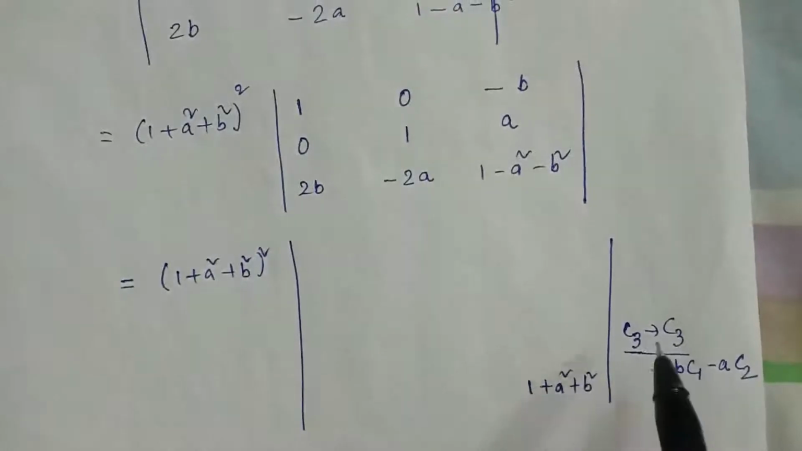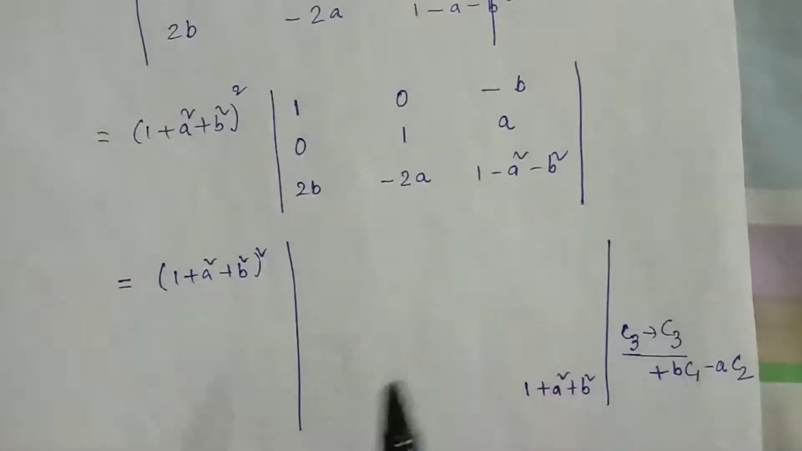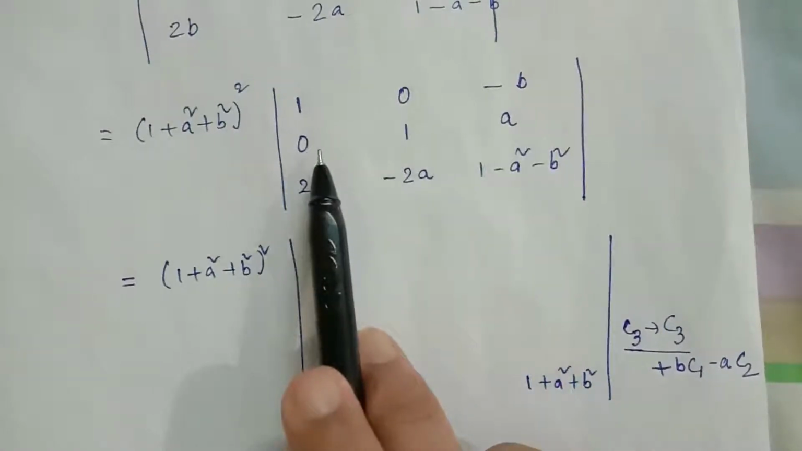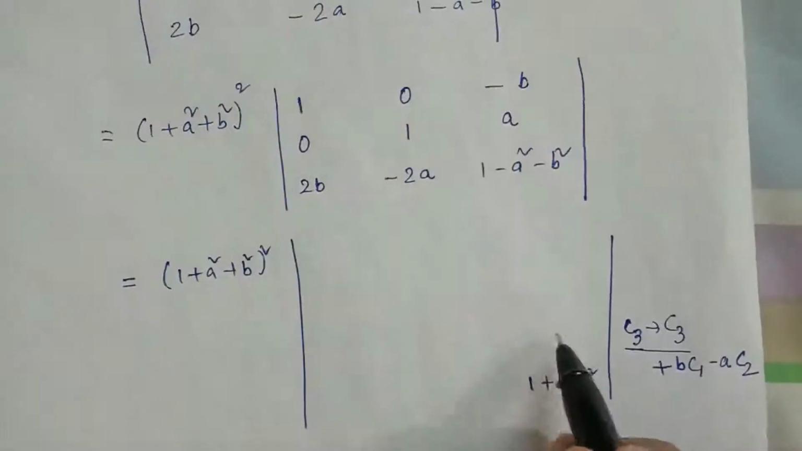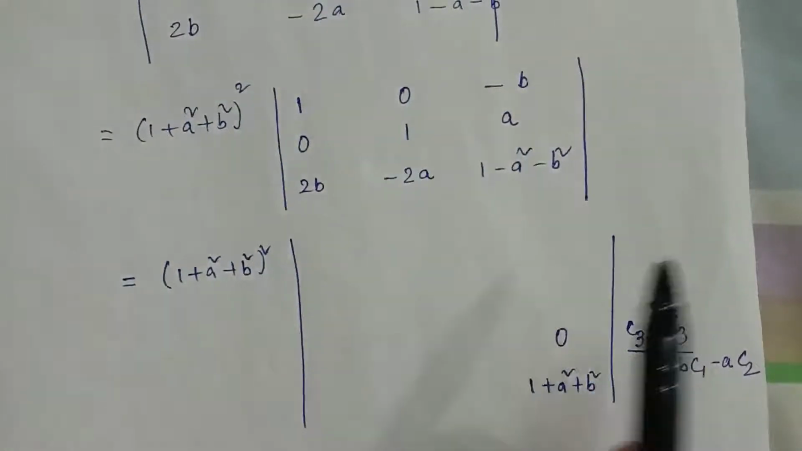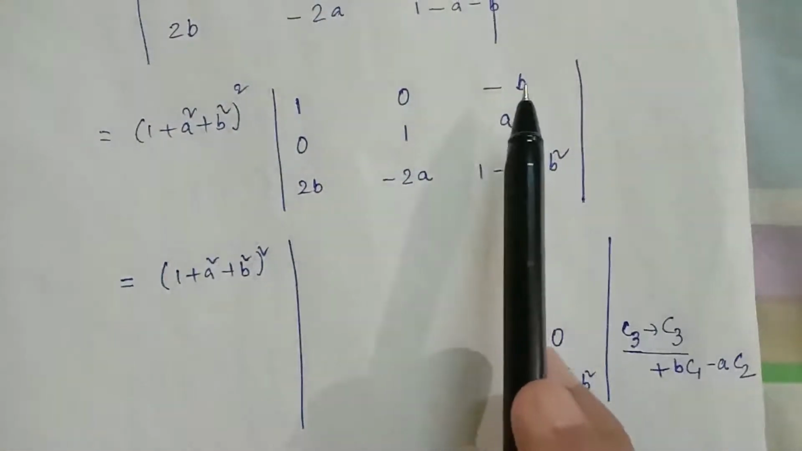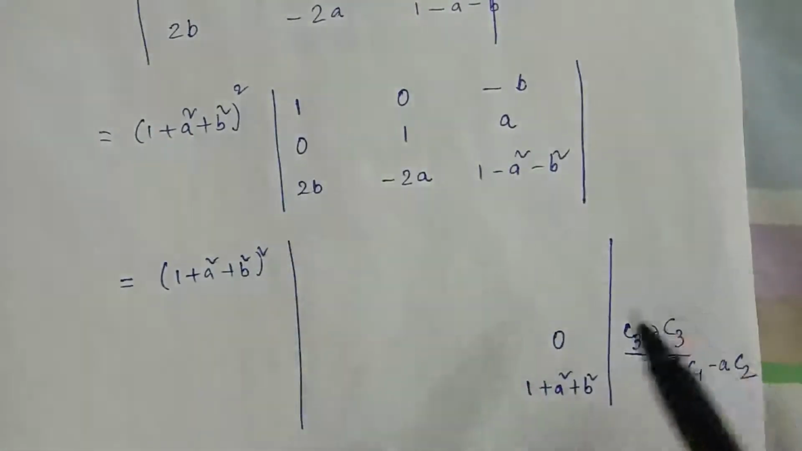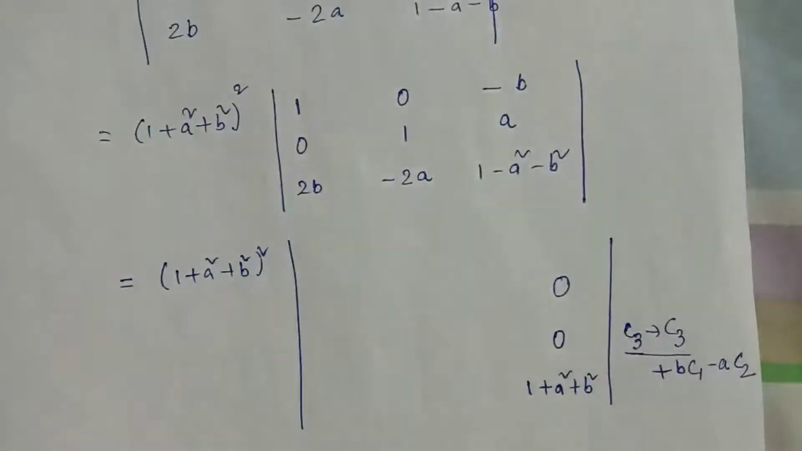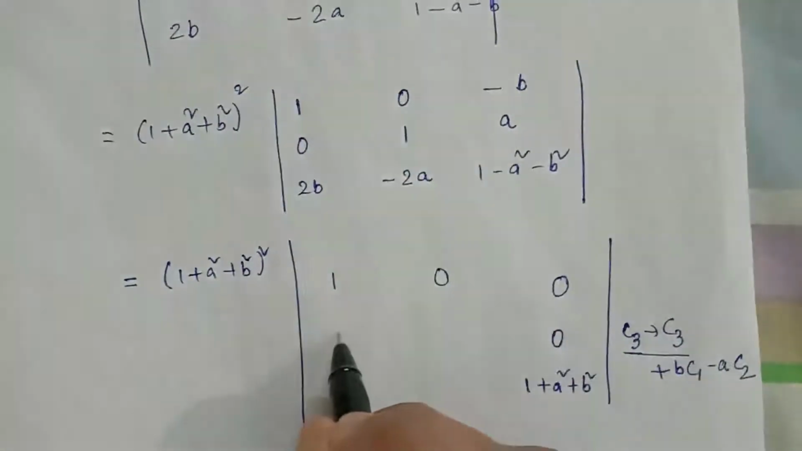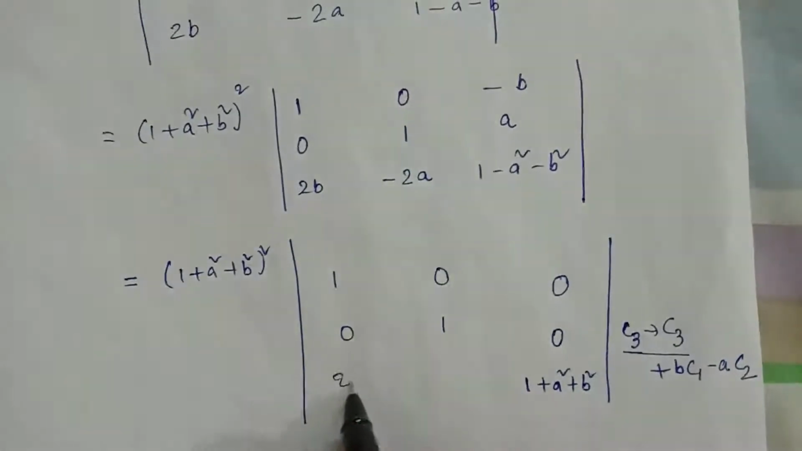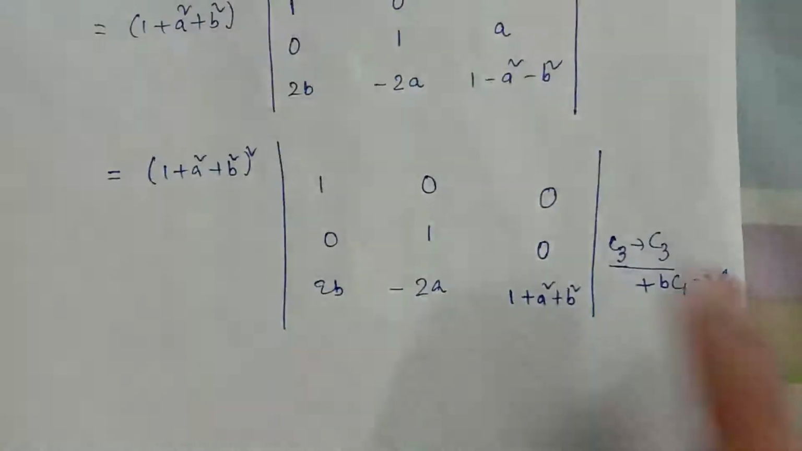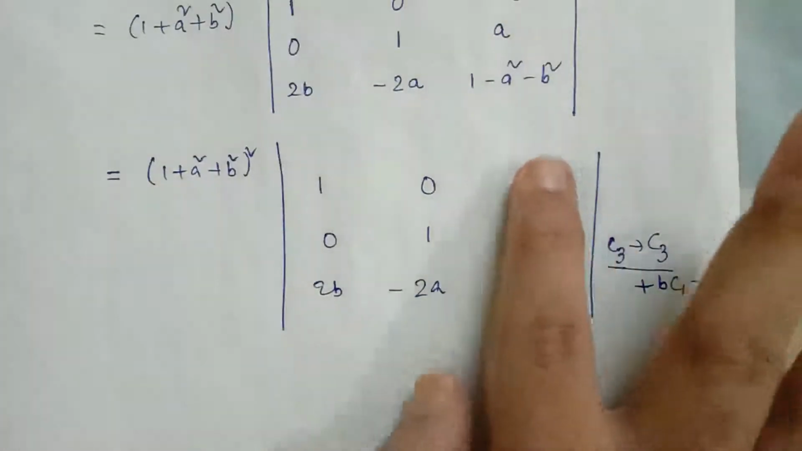This element, you can see C3 plus b into C1. This plus b into this. So minus b plus b into 1, minus a into 0, so ultimately this will become 0. Similarly, a plus 0 minus a into 1 will be 0. So this element will also be 0. And what did we do in this step? Why have we done this step? To bring 2 zeros in a particular column, in C3.